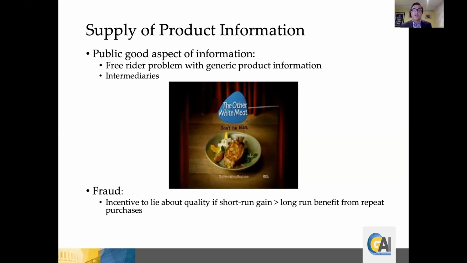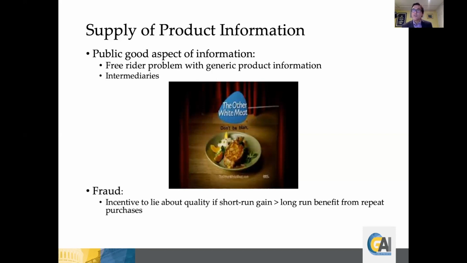So this is the public good aspect of information, but there's also the problem of fraud. We know that there are some firms, and this is not just asymmetric information, this is affirmatively lying about your product, saying it's better than it really is, or concealing bad attributes of your product. We know that fraud exists. And so the economic incentive to lie about your quality is that the short run gain from the lie, saying it's better than it is so that you can increase your demand and increase the price that you would otherwise get, is greater than the long run cost that's going to come from giving up repeat purchases.